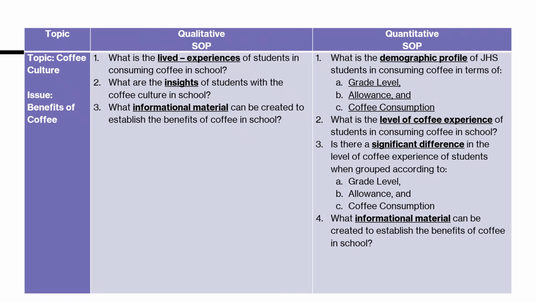Now, if you work out what we call the research problem, I have here an example, which is the coffee culture. And then I look at the issue, because I really want to find out what the benefits of coffee are when it comes to students of the junior high school. So I work out the qualitative and then the quantitative SOP or research question. Look at this one. I made it bold, what we call the variables. And then with these variables, we will continue this project working on your statement, working on your research objective.